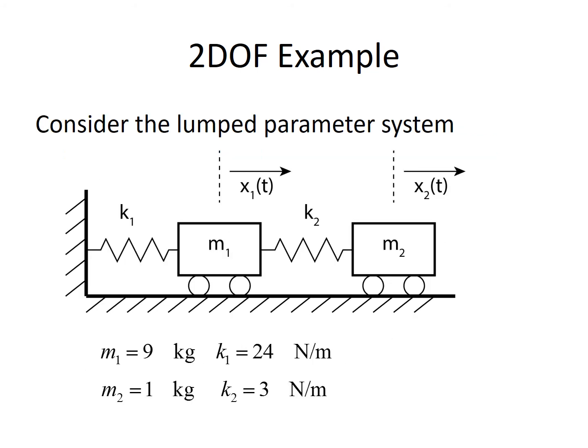To understand how to compute the natural frequencies and mode shapes for a particular system, consider the two mass spring system shown in this figure. The values of the masses are 9 kilograms and 1 kilogram respectively, and the two stiffness values are 24 newtons per meter and 3 newtons per meter respectively.